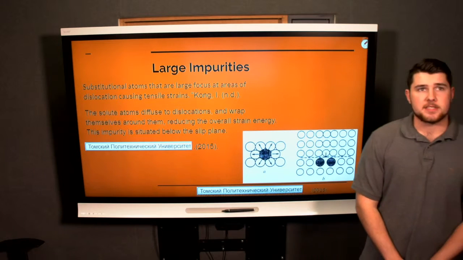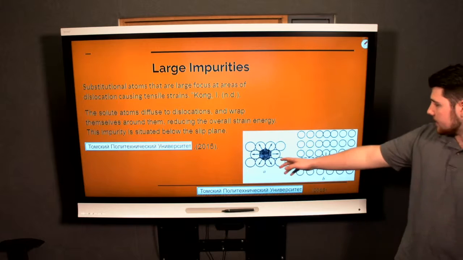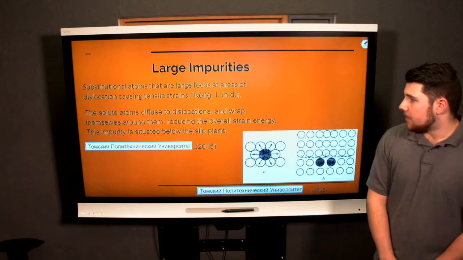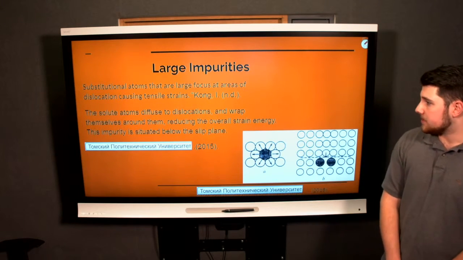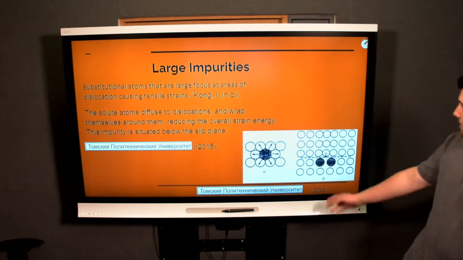With larger impurities, substitutional atoms that are larger focus on areas of dislocation and they cause tensile strain, as we can see here. The solute atoms diffuse to locations and wrap themselves around them, reducing the overall strain energy. This impurity is situated below the slip plane.